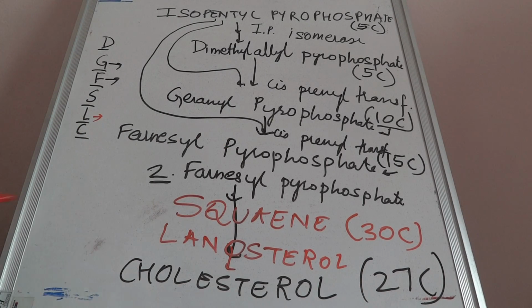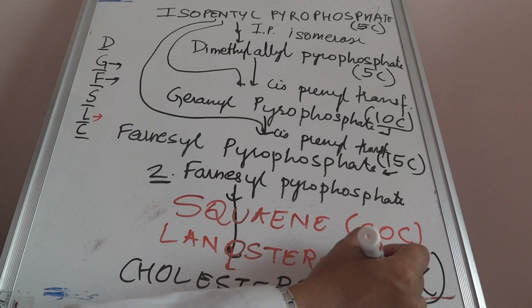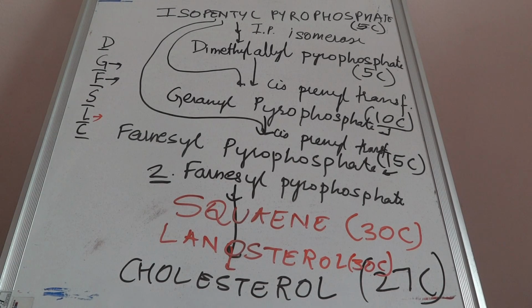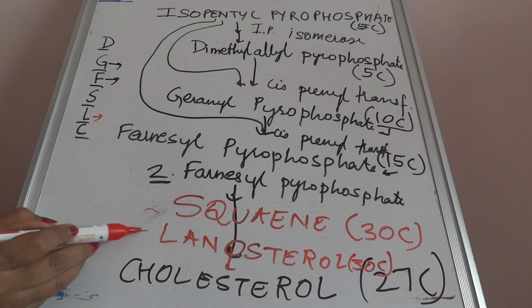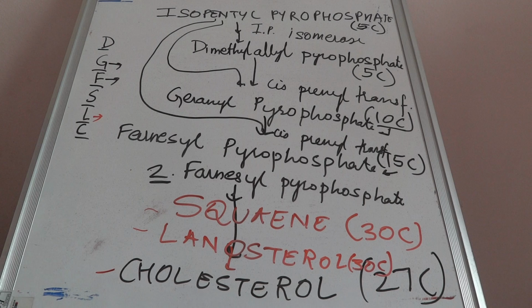Lanosterol is again a 30 carbon compound. So 2 farnesyl pyrophosphate will form squalene. Squalene will form lanosterol, and lanosterol will form cholesterol. That is a 27 carbon compound. First we'll see this much part.